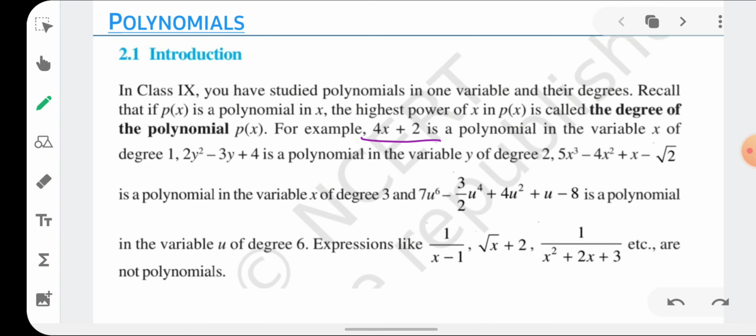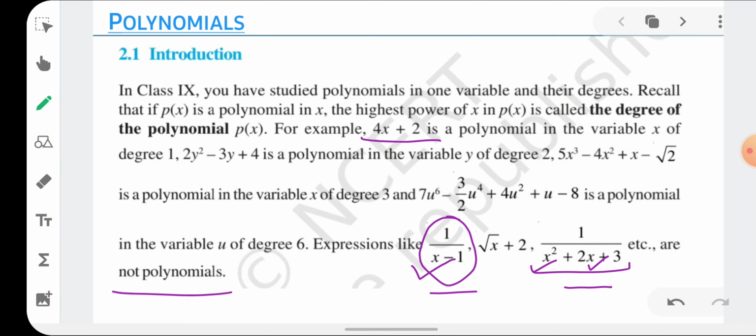But never division by a variable. Look at this example, 1 by x minus 1. There is a division by the variable x. Here is also a division by the variable x. So this cannot be in a polynomial. That's why expressions like this and this are not polynomials.